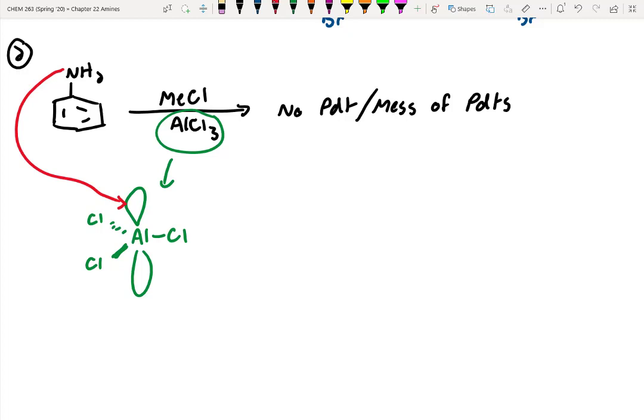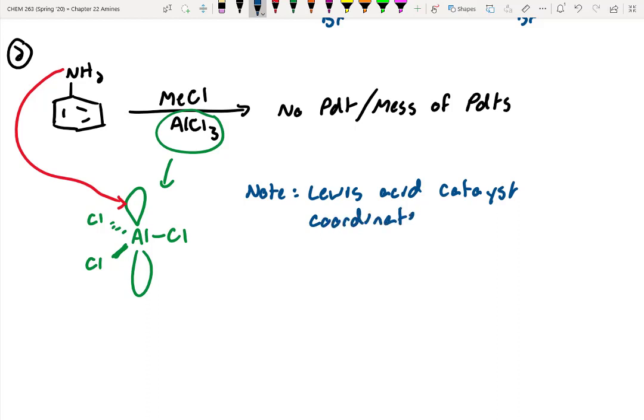So let's make a note here that the Lewis acid catalyst coordinates with nitrogen. And this is because nitrogen is such a good nucleophile.